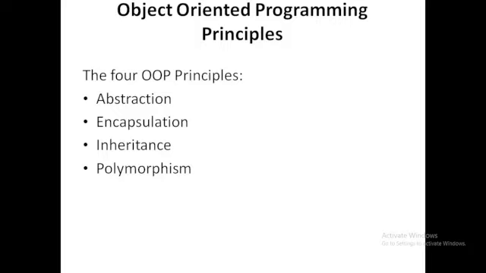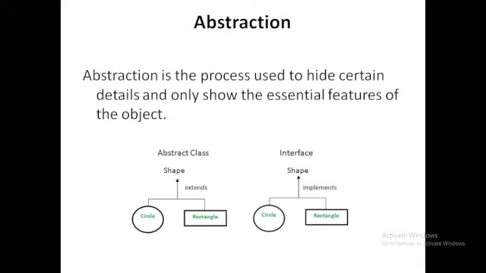Now coming to the important concept, object-oriented programming principles. There are four basic principles in object-oriented programming, which is why object-oriented programming is most popular and widely used. The first principle is abstraction, the second is encapsulation, the third is inheritance, and the fourth is polymorphism.